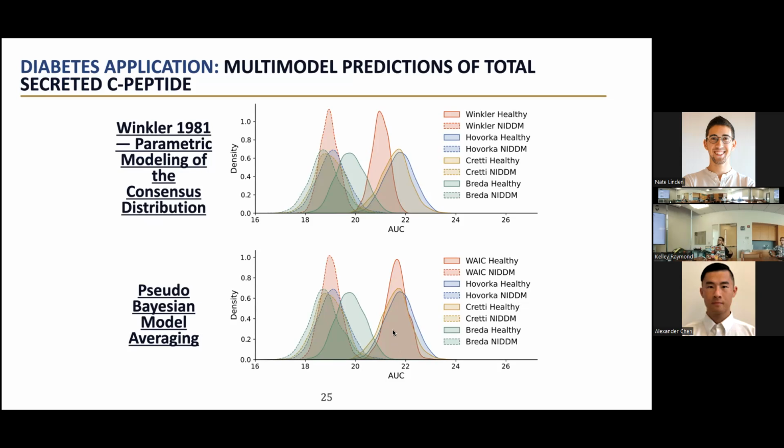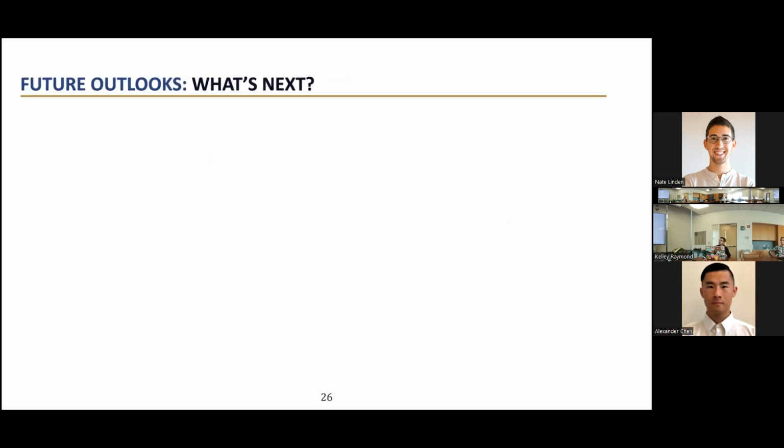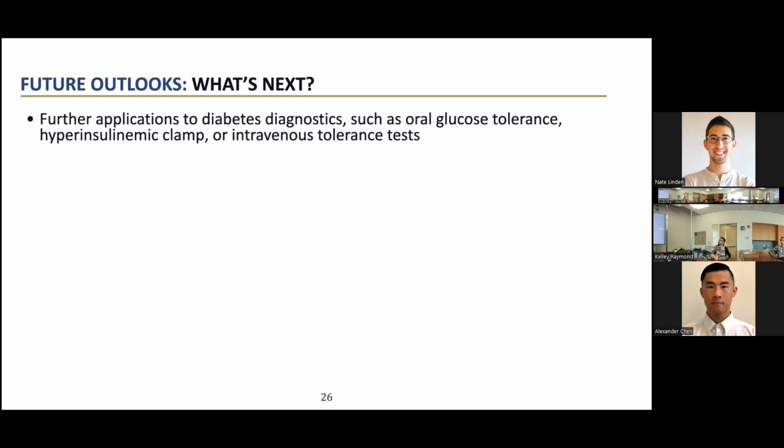And then we can imagine from here using this to construct some sort of classifier, or we could take a new set of patients, predict scores for them, and use these distributions to classify whether they have diabetes or not. So what's next for this work is further applications.